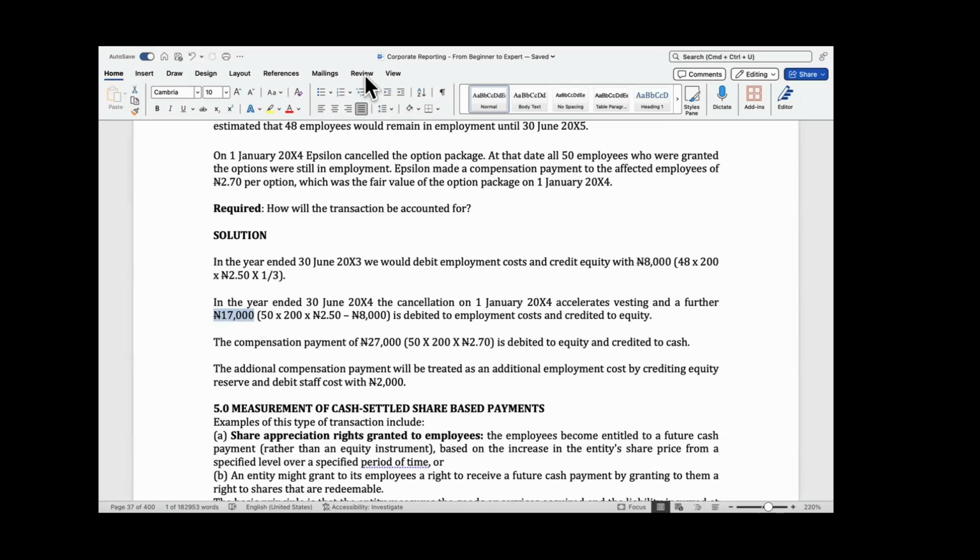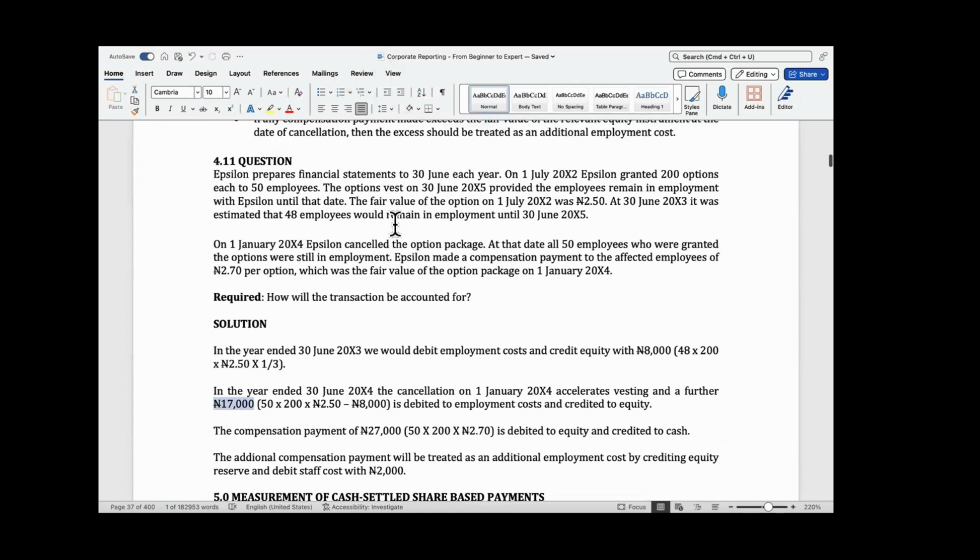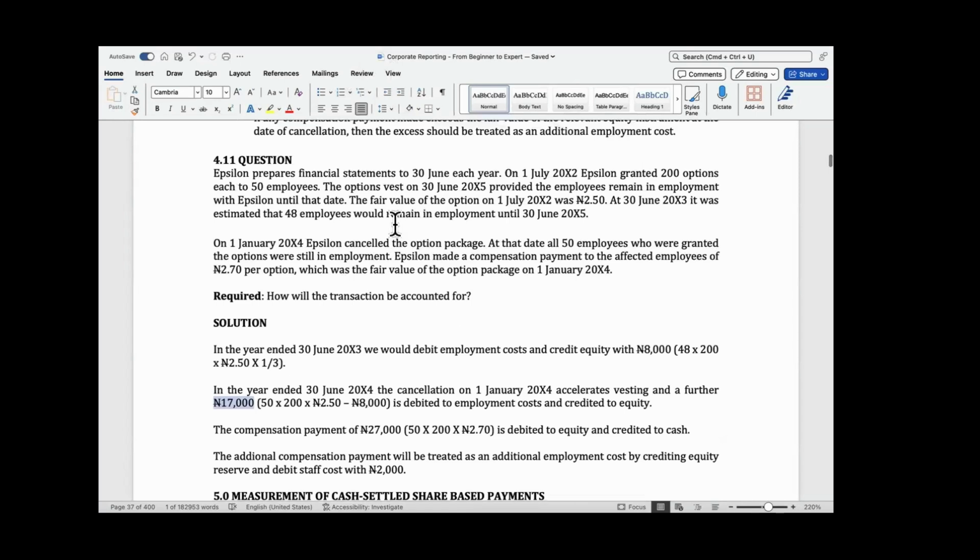Okay, D wants to ask a question. Please go ahead. Good evening. Please, how did you get 1/3? I thought it's supposed to be for 6 months. So we have 48 times 200 times 2 naira 50 kobo times 1/3. Yes, it's a 3-year period, from July 2002 till 30th June 2005. That's 3 years. So we are only recognizing the portion relating to year one in the first year alone. That's why we divided it by 3.